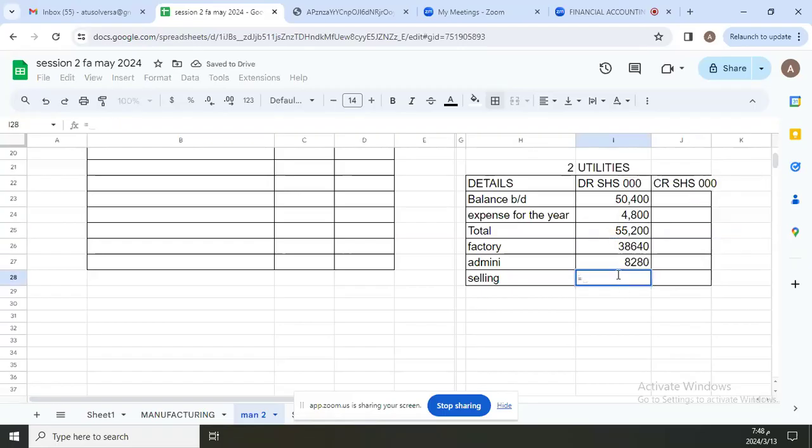I come to my selling and distribution. Still, for example, there was one that is missing. But remember, when you get 1 minus 0.7 minus 0.15, the answer is 0.15. So still it will be 0.15 multiplied by 55,200. So still it will be 8,280. So we all know how we've got our utilities amount, okay? Hope I'm good to go.